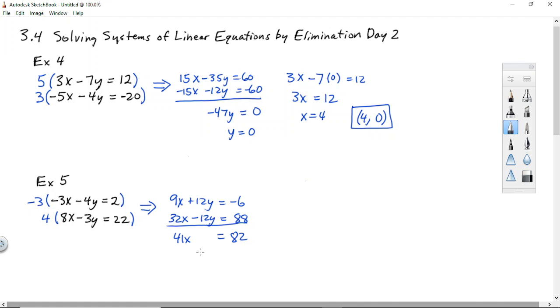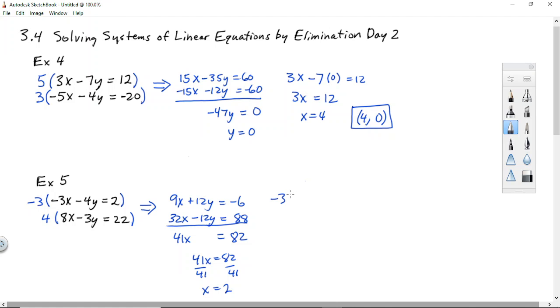So we'll rewrite that down here, put it closer together. 41x equals 82. Divide both sides by 41. This one comes out pretty convenient. So x equals 82 divided by 41 is 2. No big messy fraction, just 2. So we'll take that, that's our x value, plug it into either one of these equations. We might as well use the first one.